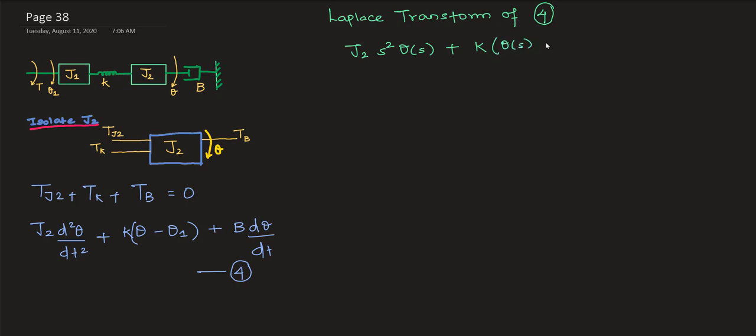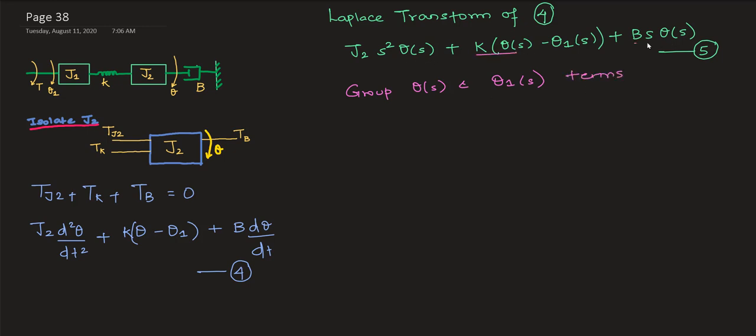Tj2 plus Tk plus Tb equal to 0, and obtaining the differential form, then writing the Laplace representation, I have something like this. So what do I do after the Laplace representation of equation 4? I group my terms, grouping theta of s and theta 1 of s. I'm going to get terms in this manner.